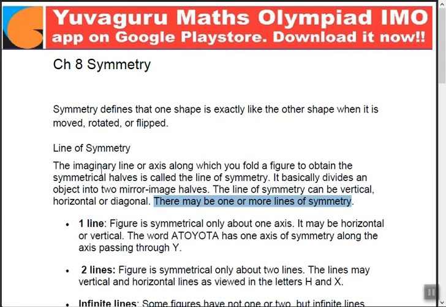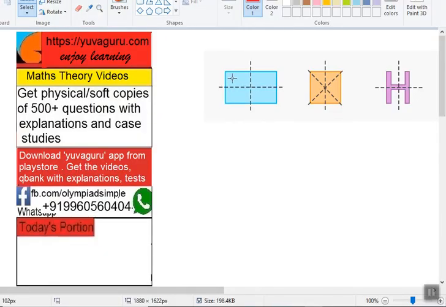What is line of symmetry? The imaginary line or axis along which you fold a figure to obtain the symmetrical halves is called a line of symmetry. See this, if I fold this figure along this line, it will be exactly the same. So this is a line of symmetry. Similarly for this square, if I fold it along this diagonal also, it will be the same. So a square always has 4 lines of symmetry, 1, 2, 3 and 4. It is not shown over here, so that is also a line of symmetry. For H, there will be 2 lines of symmetry, 1 and 2. You can try folding it yourself. It will be exactly the same.